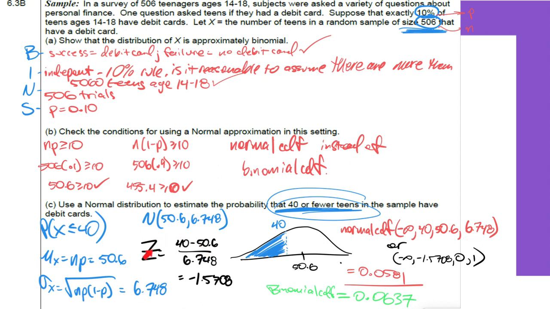Or if you want to use your z-score, your standardized statistic, your lower bound is still negative infinity, but this time our upper bound is negative 1.5708, or just 1.57. Your mean is 0. Remember, when we standardize it, our mean is now 0, and our standard deviation is 1. Doesn't matter which one you use, you'll get the same answer, 0.0581. Also, I plugged it in using the binomial CDF, and that got me 0.0637. These are very close. They're off by a little less than a hundredth.